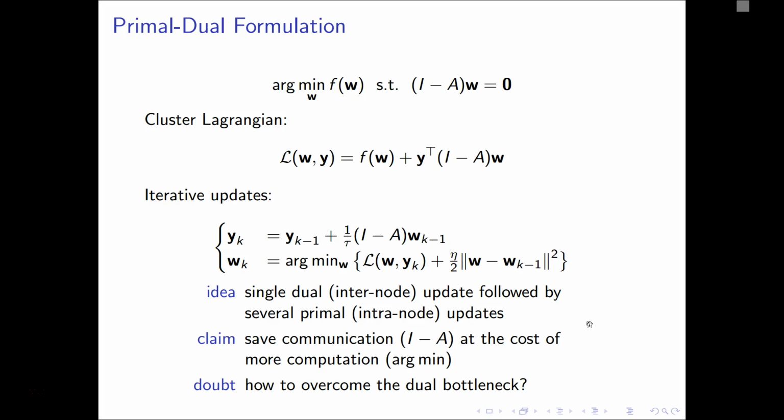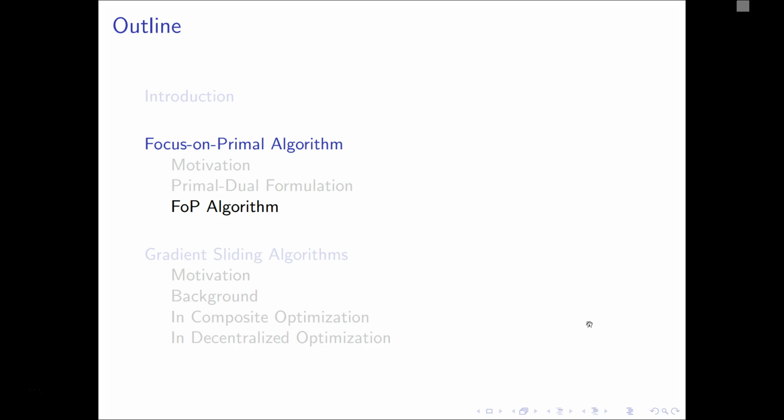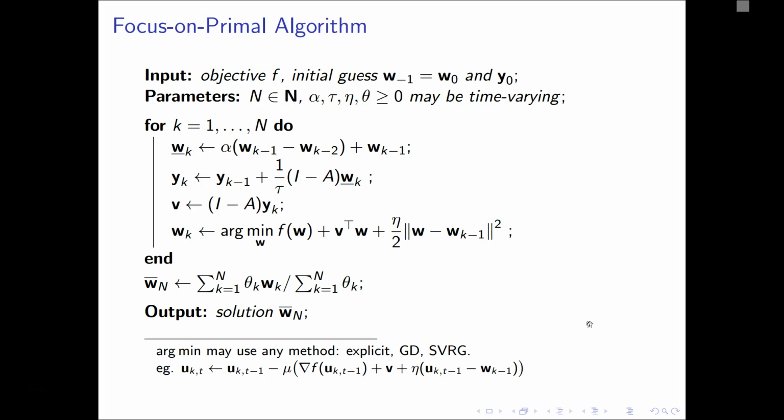The claim is that we can save the communication at the cost of more computation, where we do the argmin stuff. Some people will wonder, compared to the regular iterative updates, why can we save more communication in the dual updates? Because there is always the bottleneck. If you only do these primal updates, you will finally get stuck by this dual variable. So now we introduce a "focus on primary" algorithm to do this. The disclaimer: this name is not the original name proposed by Professor Lan, but he doesn't name it, so I just came up with this name.